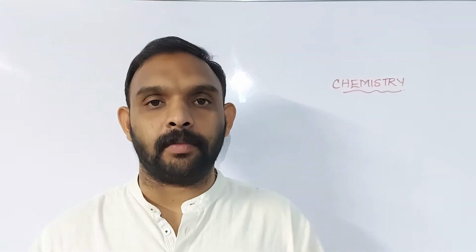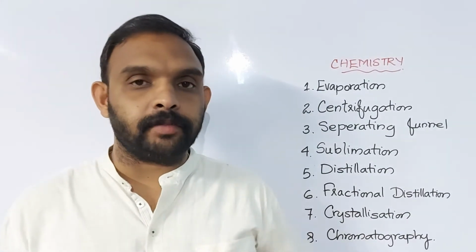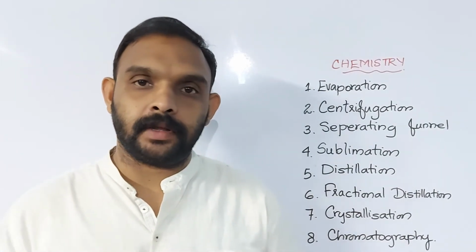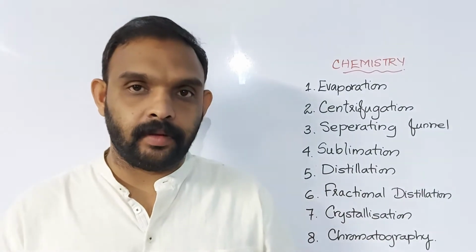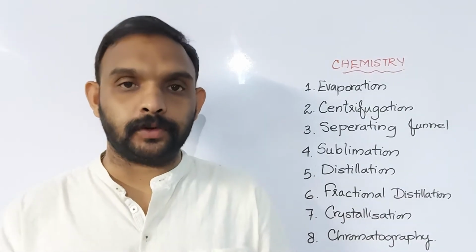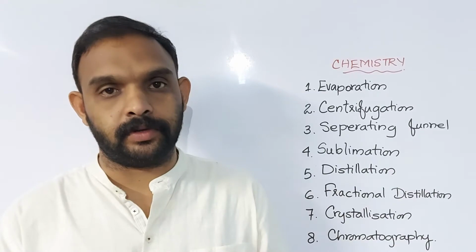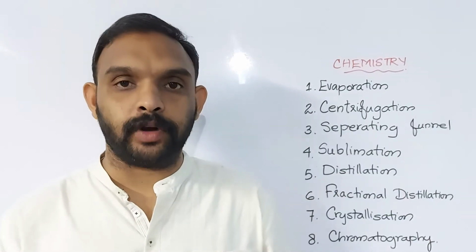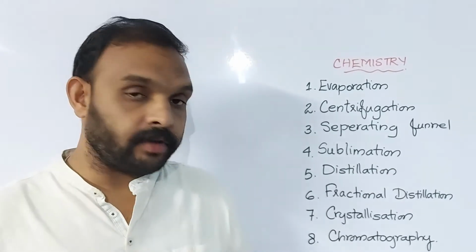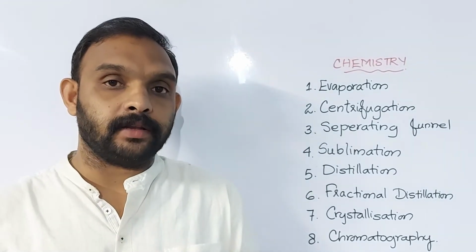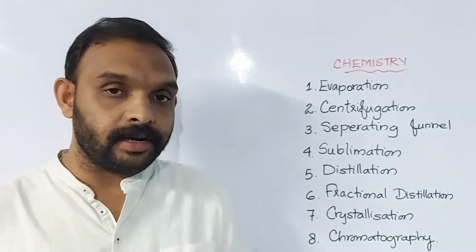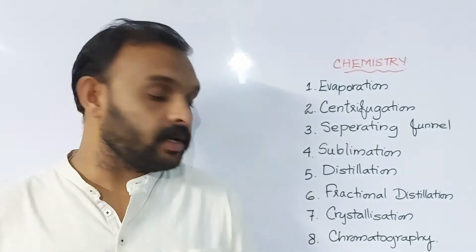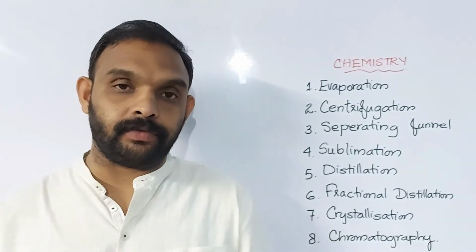Today we will see some of the separation methods of these mixtures. To separate the components of a mixture, we have different physical methods like hand picking, magnetic separation, sieving, etc. But there are some chemical methods also to separate the components of a mixture. Some of the methods which we are going to discuss today are evaporation, centrifugation, separating funnel, that is used for separation of two immiscible liquids, sublimation, distillation, fractional distillation, crystallization, and chromatography.